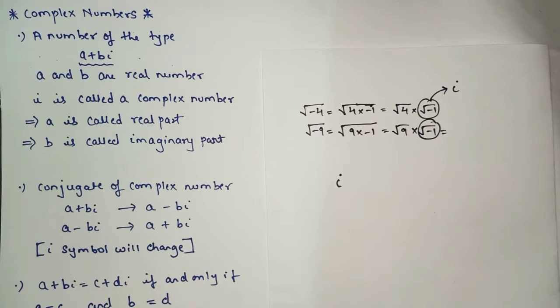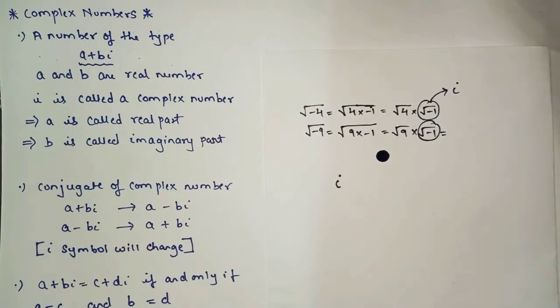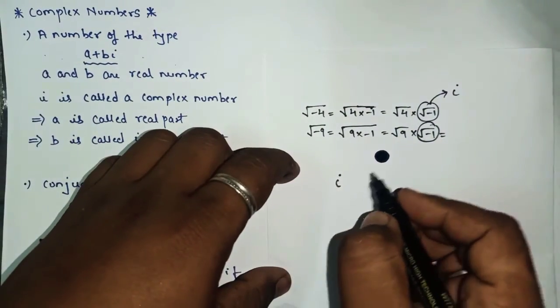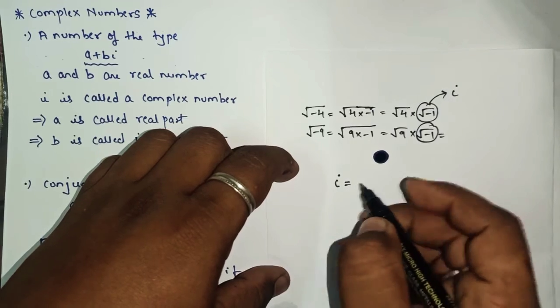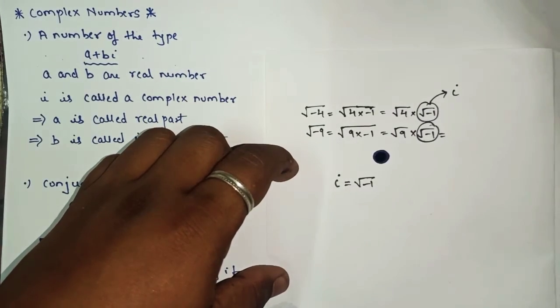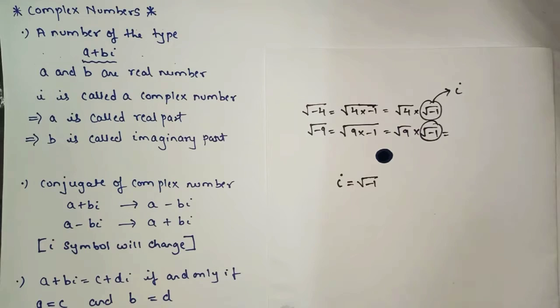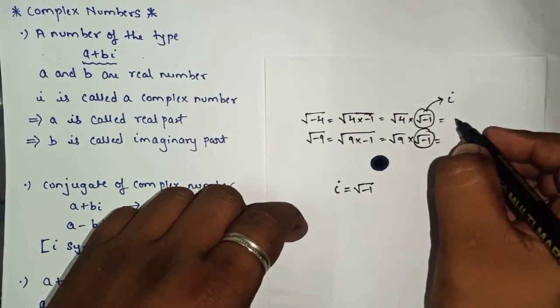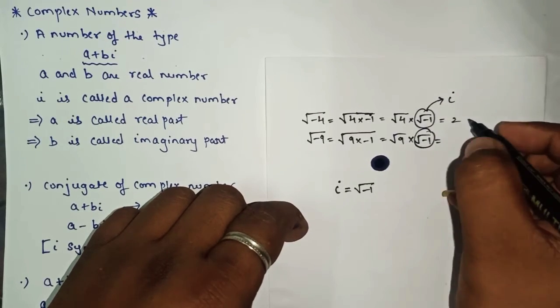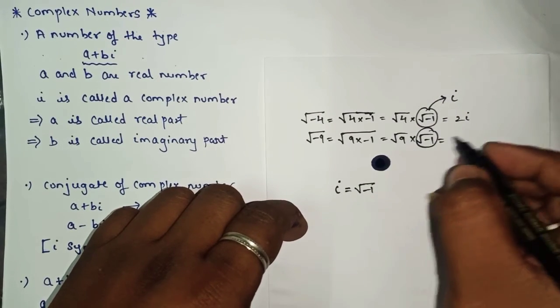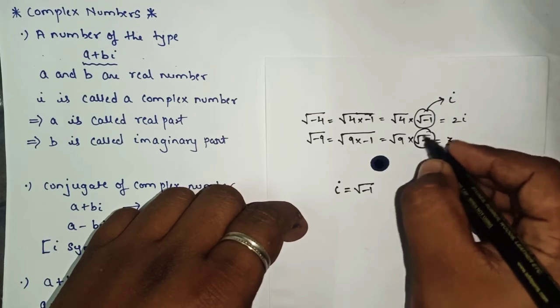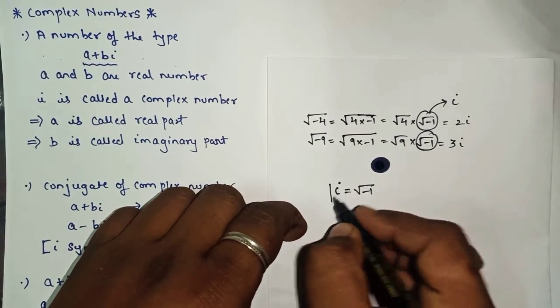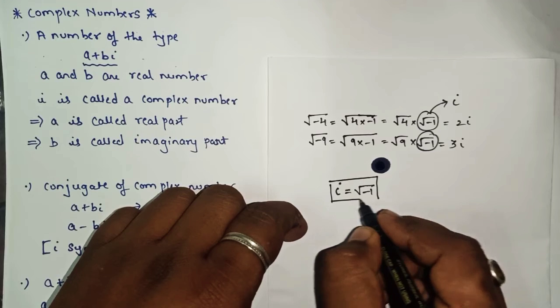Okay, so what is I over there? It is imaginary, it is the first letter of imaginary, that is I. So in this way he created his formula, that is I equals root minus 1. Got the idea? Understood? Okay, so after that he wrote this root 4 as 2, and in place of root minus 1 he wrote I. Root 9, the square root of 9, as 3, and in place of root minus 1 as I. So here we got the value of I.